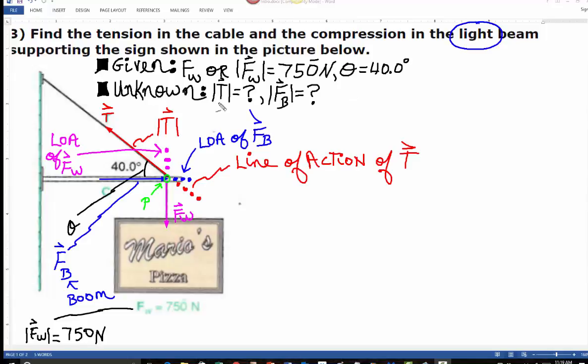The unknown. What is the magnitude of the tension force in the wire supporting the beam? And what is the magnitude of the boom force? By analyzing the lines of action of the three forces, we see that they are concurrent at a single point, this point P. This is the line of action of the tension force. This is the line of action of the boom force. This is the line of action of the weight force. They all intersect at point P.